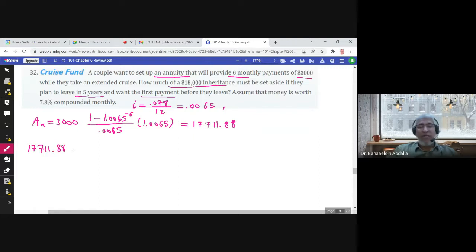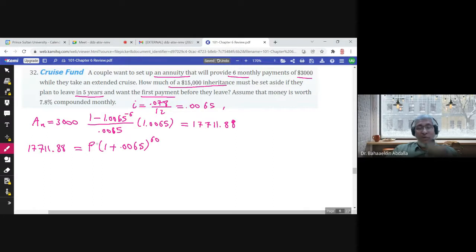This is the amount they need, but they need it after 5 years. So there is a principal, a part of the 15,000. They will put it in the bank compounded monthly. So we use the compound interest formula: 1 plus i, which is 0.0065, to the power n. Now, what is n? We are dealing with monthly compounding, 5 years. 5 years times 12 months, that's 60.